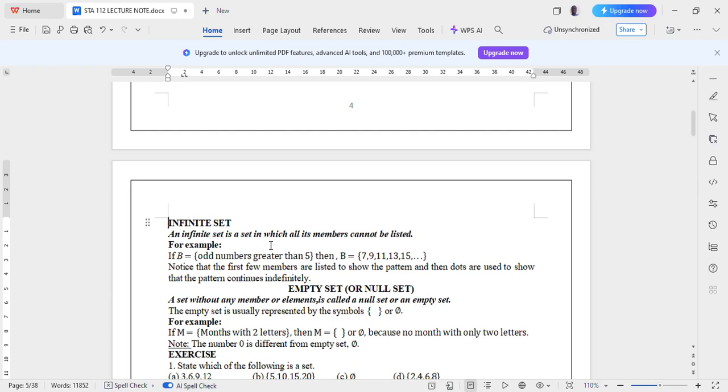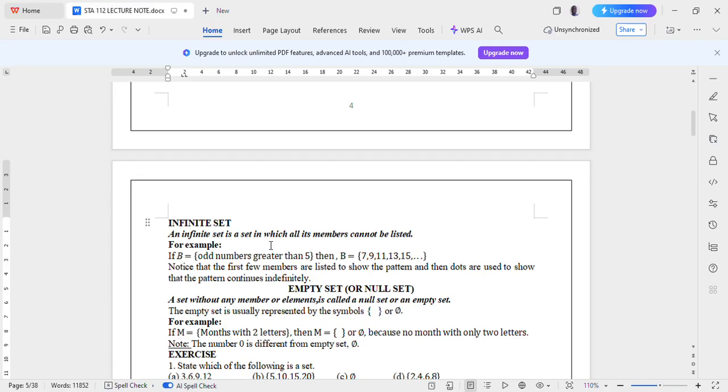Take a set of even numbers. The set of even numbers is infinite. They start from infinity to infinity. We only know that 0 is the origin of numbers. To the left is negative, to the right is positive. I don't know how many are there. So such sets are infinite sets.